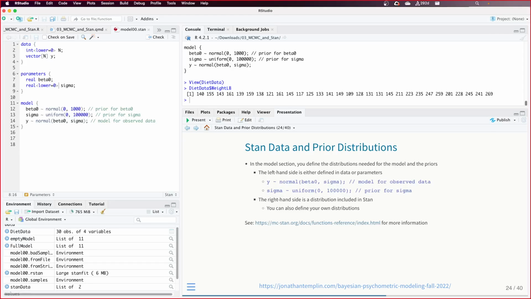In the model section, you define the distribution needed for the models and the priors, right? So remember, part of the MCMC analysis: what are the parameters? What's the model for your analysis? And what are the prior distributions? Here, we had two parameters, beta 0 and sigma. And I'm going to start by looking at the data itself, the data step. The model for the observed data, we decided was y is normally distributed. The mean of y is beta 0, and the standard deviation for y is sigma.